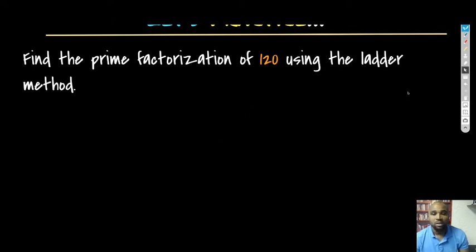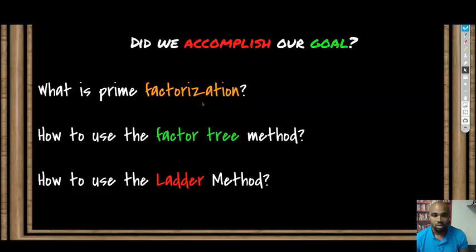I think that's it. Let's review and see if we covered everything we're supposed to. What is the prime factorization? We answered that question. Did we find out how to use a factor tree? Yep. Did we find out how to use the ladder method? Absolutely. So we did all 3 of those. We have accomplished our goal.